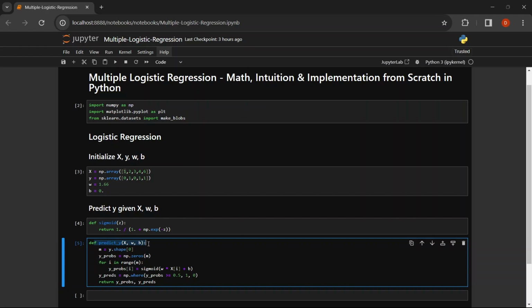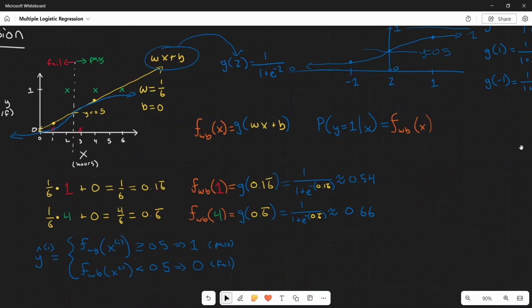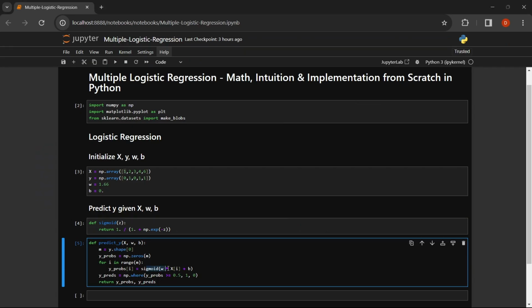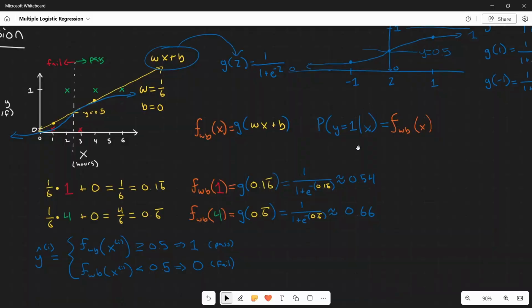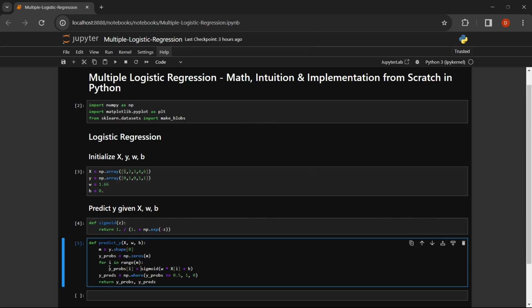Alright, so for predict y, we're passing in x, w, and b, and then initializing an array with the size of the training data. And then in each of those elements in yprobs, we're calculating the probability using these functions right here. So we're calculating the sigmoid of wx plus b, and it's actually the probability that's being calculated from f of x. So we're storing that probability into yprobs at i.